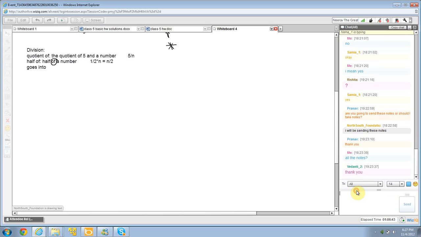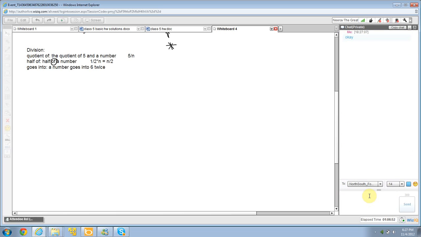Okay, "goes into." This one's a tricky one. A number goes into 6 twice. So what that means is a number goes into 6, so 6 divided by n is equal to 2. Let me see, number goes into 6.